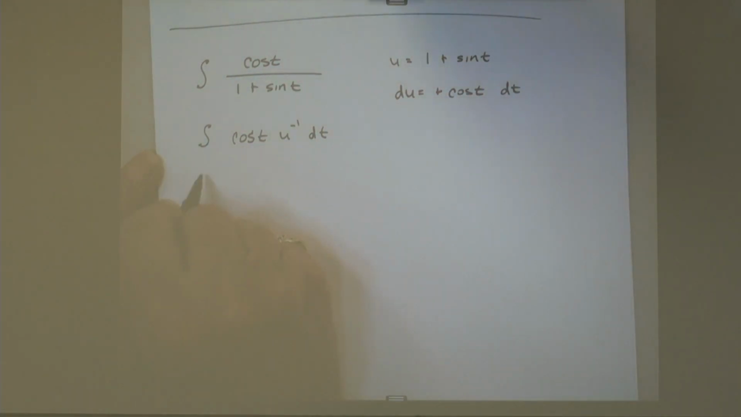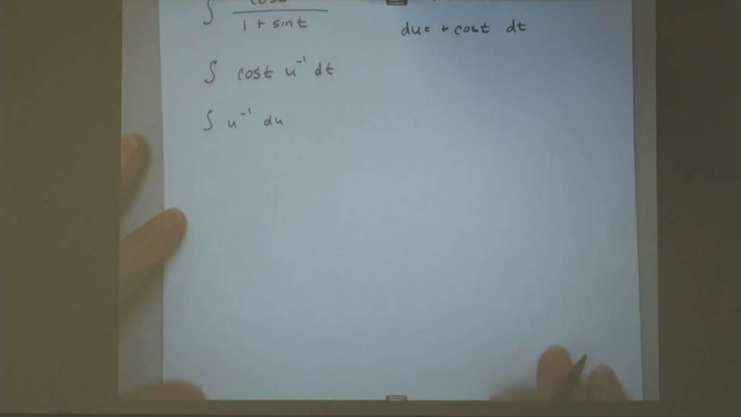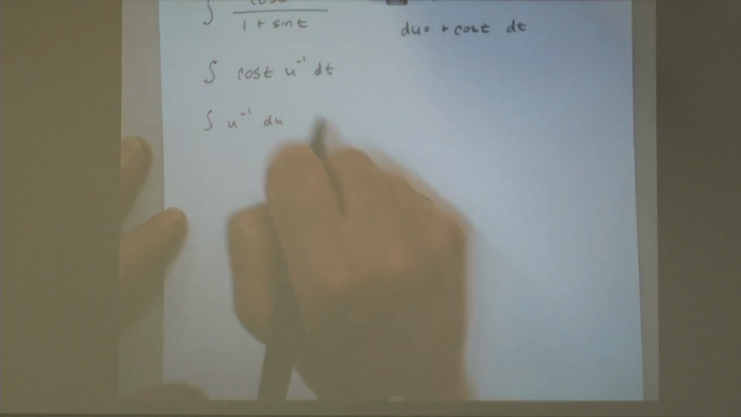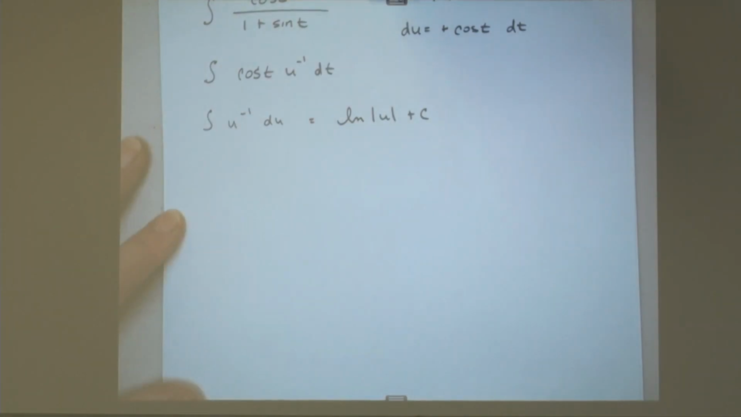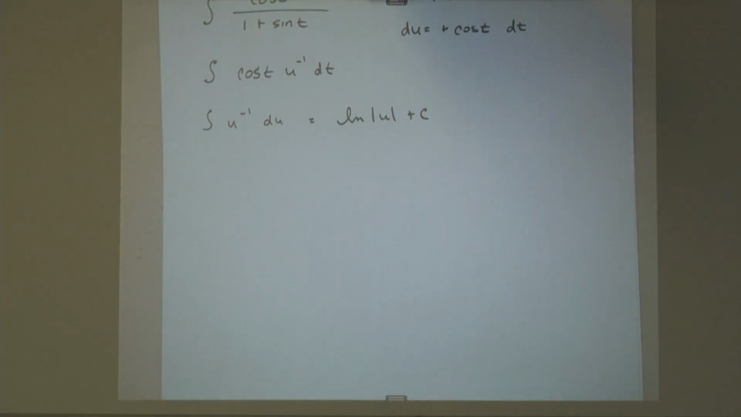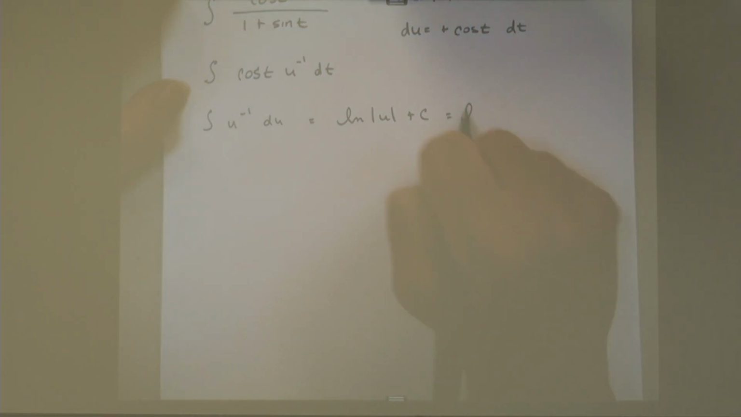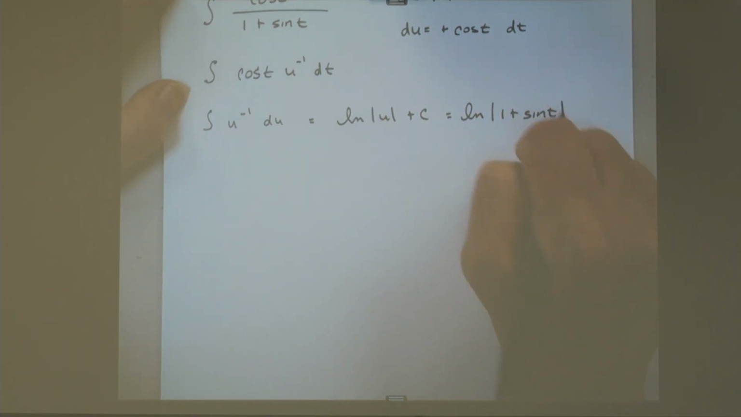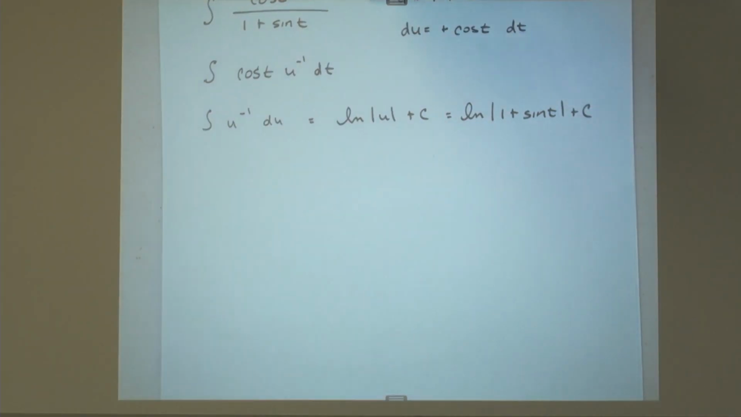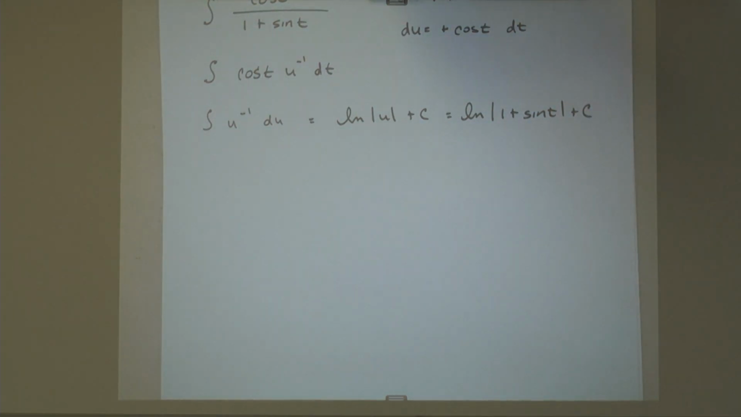All right, so now I'm integrating u to the negative 1 du. Antiderivative of that is going to be ln u plus c. We have no limits of integration. We can't change our integration from t to u, so we have to plug back in. U is 1 plus... so there is my equation. That should be fairly straightforward.